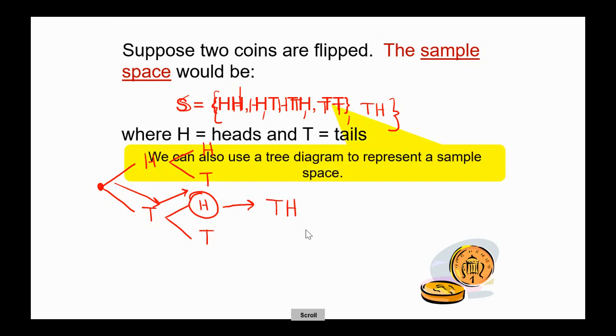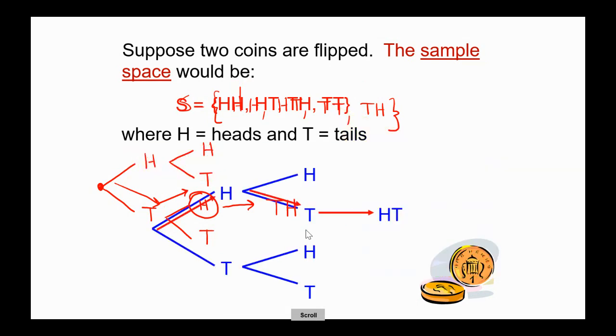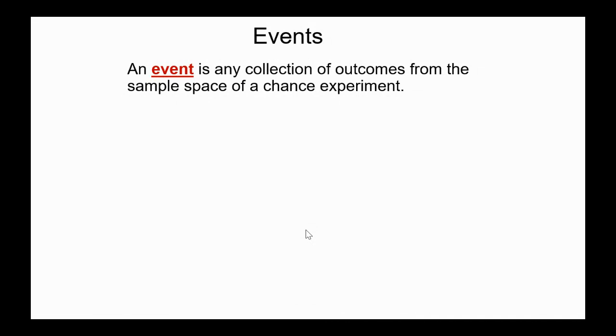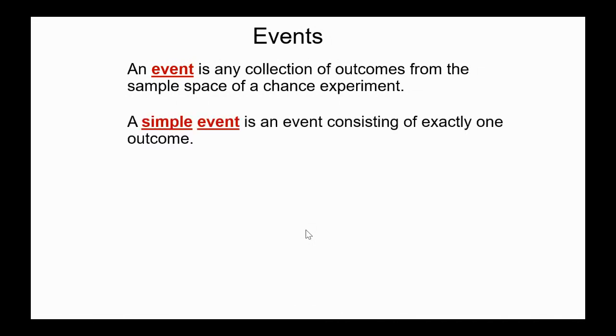Okay. Let's see that. An event is any collection of outcomes from a sample space of a chance experiment. A simple event is an event consisting of exactly one outcome. So we've got events and simple events. An event is just any collection of outcomes. A simple event is one single outcome.